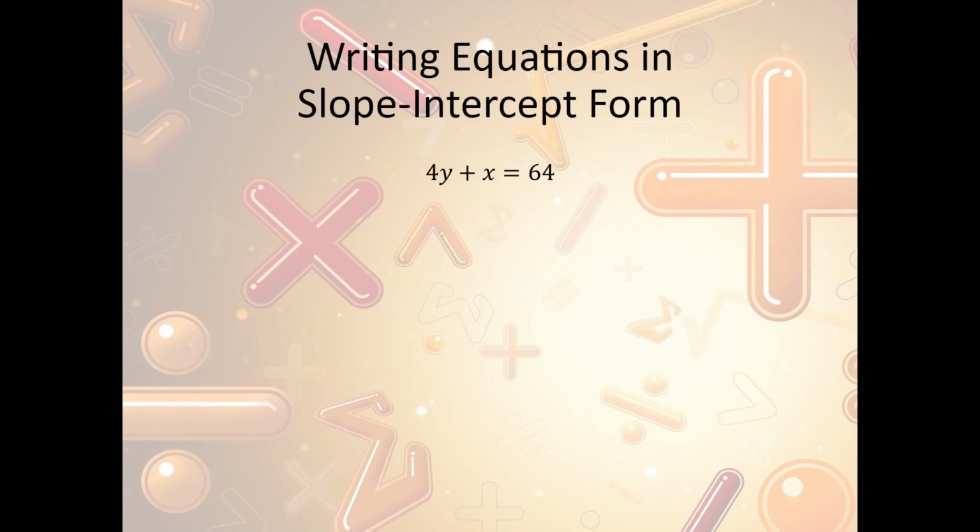Let's look at another example. We have 4y plus x is equal to 64. Well, same thing. I'm going to go ahead and get rid of the x first. So it's a positive x, so I'm going to subtract x to get it to the other side. And I'm left with 4y on this side. And I got negative x and 64 over here. So I got 4y is equal to negative x plus 64. Now I need to get rid of this 4. The 4 is being multiplied by y. So I'm going to undo it by dividing both sides by 4.